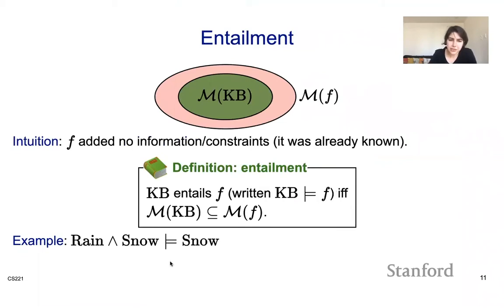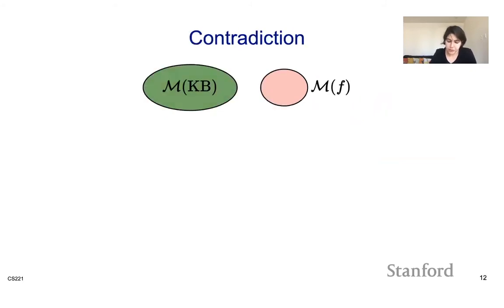So rain and snow is entailing snow. Okay, so that was one option. Another option is contradiction. So what is contradiction? Contradiction is a scenario where you're telling me a new formula F. I already have a knowledge base, KB. You tell me a new formula F, and that is contradicting with my knowledge base.